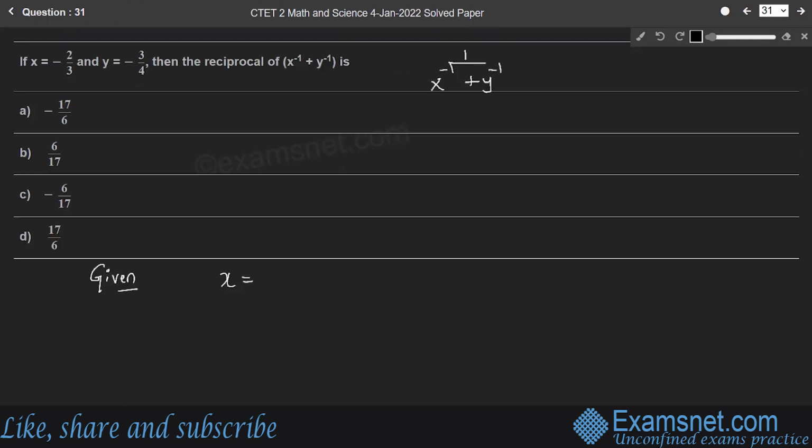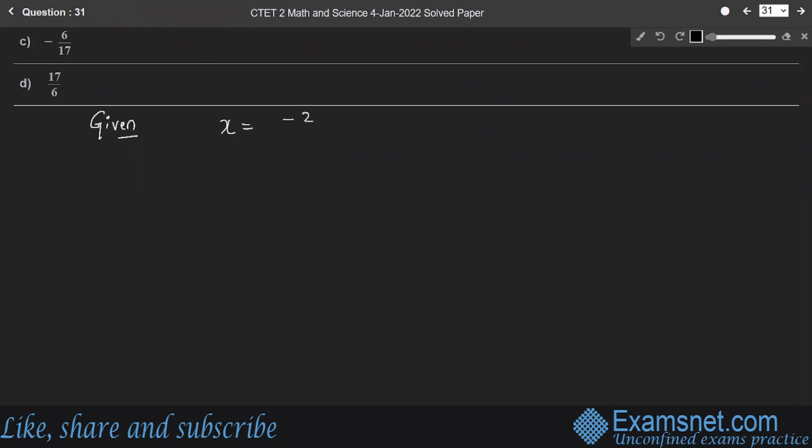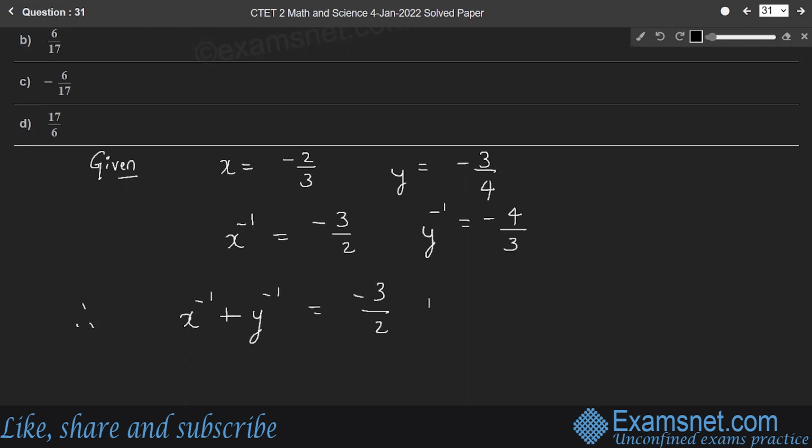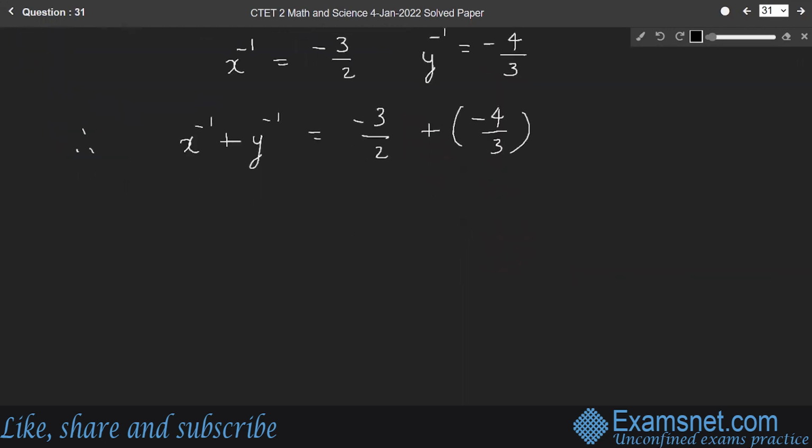Right? So given x is equal to minus 2 by 3, y is equal to minus 3 by 4. So x to the power of minus 1 is the reciprocal of x, that is minus 3 by 2. Y to the power of minus 1 is minus 4 by 3. Therefore, x raised to minus 1 plus y raised to minus 1 is minus 3 by 2 plus minus 4 by 3. That is minus 3 by 2 minus 4 by 3.